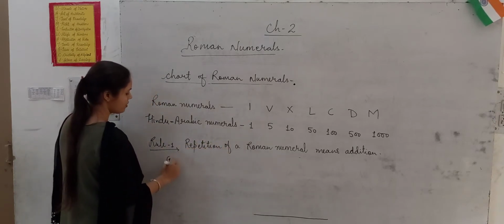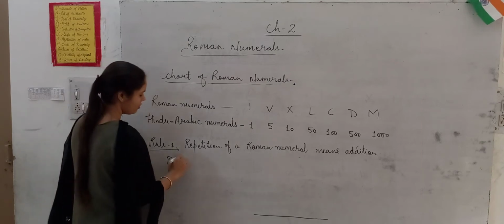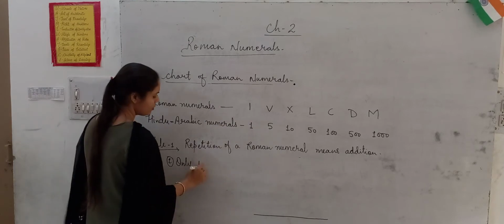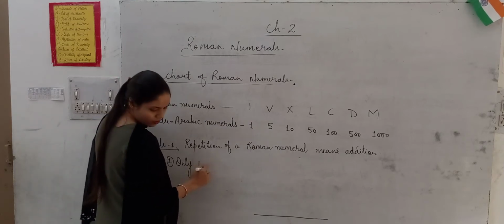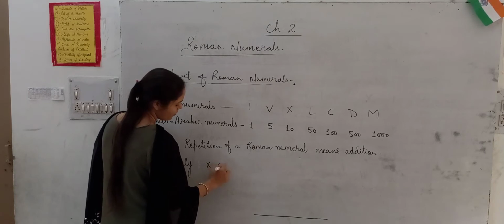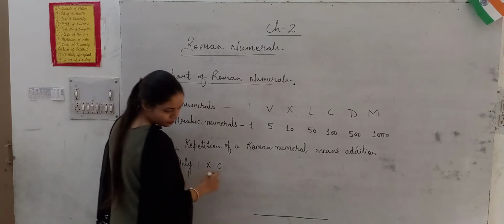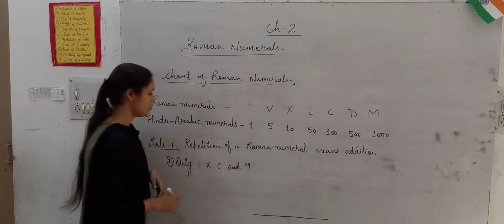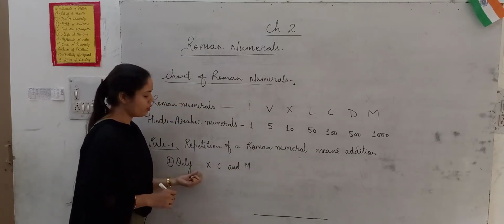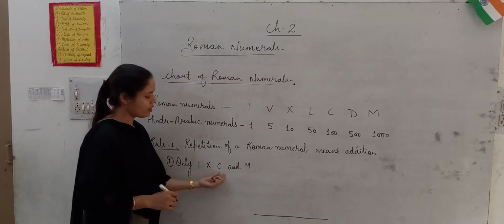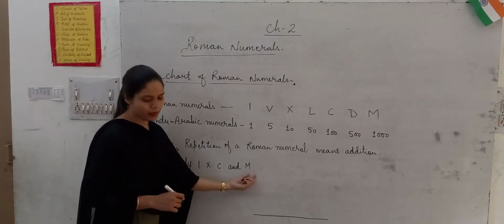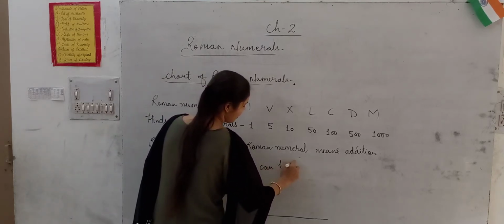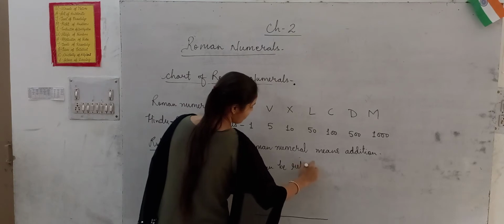So the first point is: which numbers can we repeat? Only I, only X, C and M. We can repeat I, we can repeat X, we can repeat C and we can repeat M. These can be repeated.